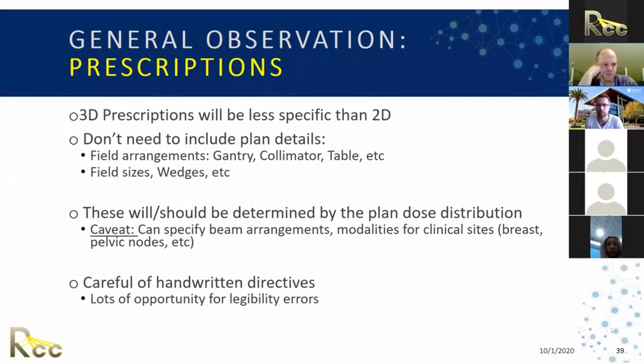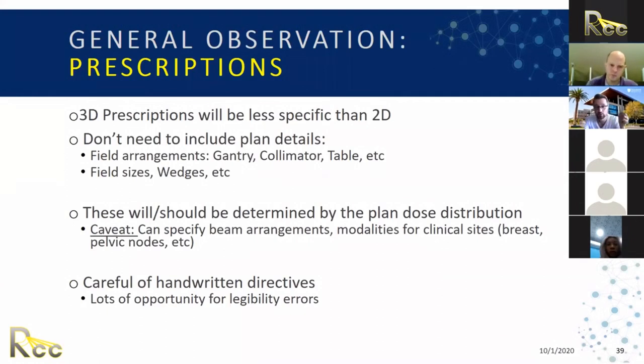Once you guys are moving into fully 3D, I think your prescriptions will become a little bit less specific, right? So I don't think the field arrangements need to be that detailed. Gantry, collimator, table, field sizes, wedges, those are determined by the plan. As you're planning in 3D to get dose to the structure you're aiming at, you don't need to specify that in the prescription. That should be determined by the planning activity.